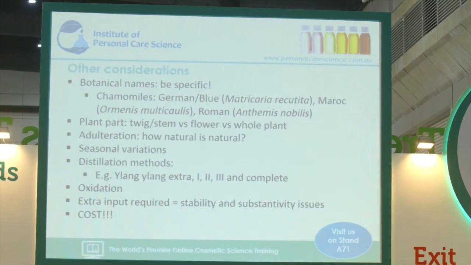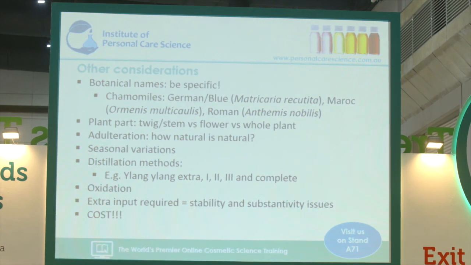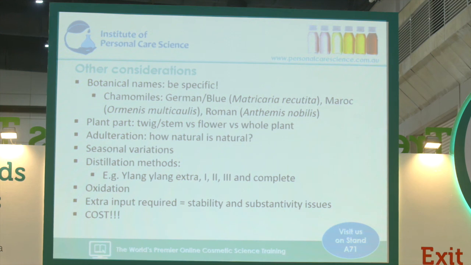Am I making this too complicated? I hope I'm not painting too much of a depressing picture. I mean, it can be fun, but I want you to be aware of these things. Don't go in thinking, oh, yeah, a little bit of this, a little bit of that, stir it up, I'm done, because it is not that at all.